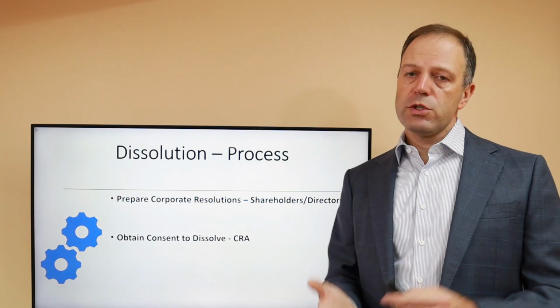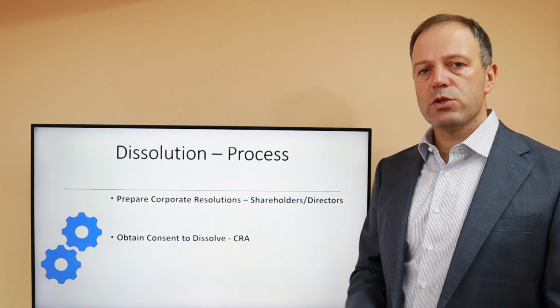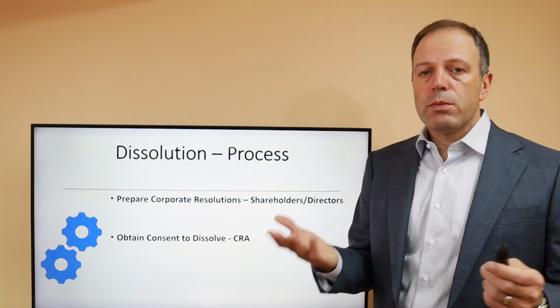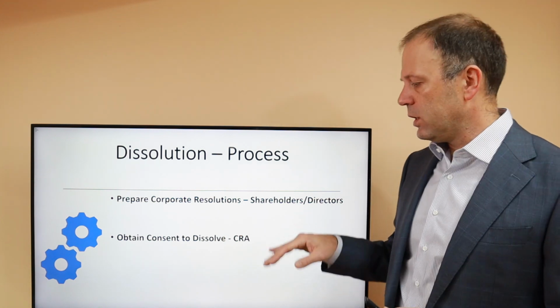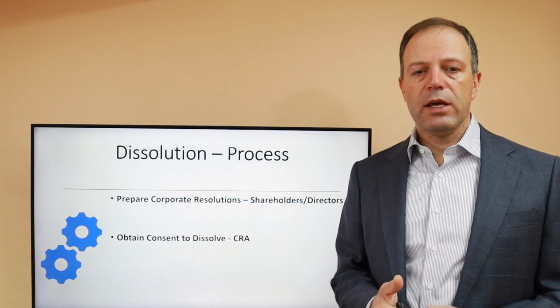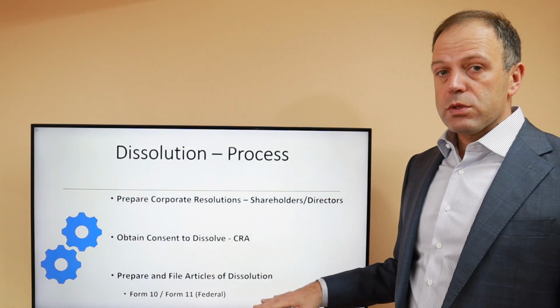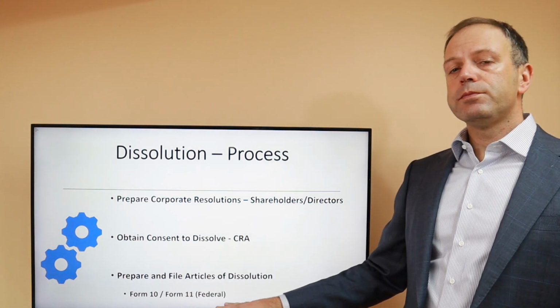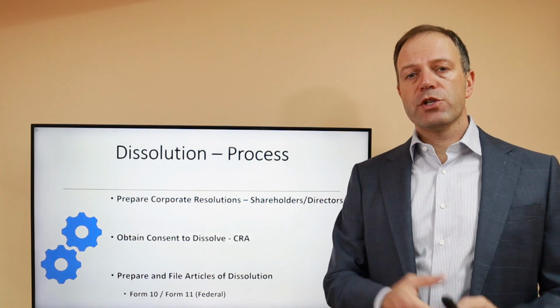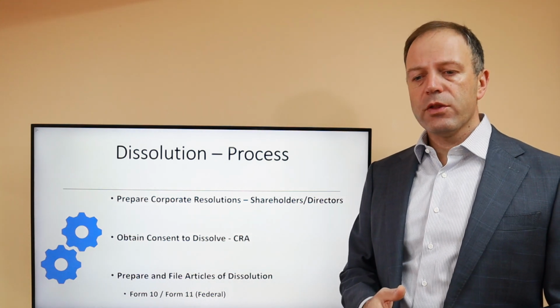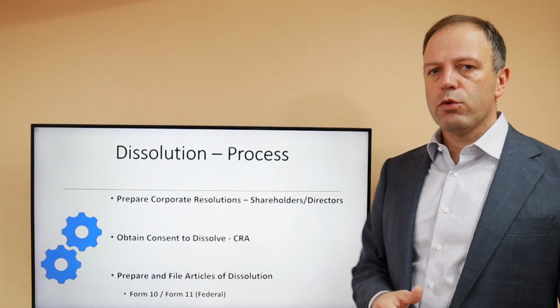It's a very informal process. You just send an email with the details of your corporation, and within approximately a month, you will get the letter if they agree. Prepare and file the Articles of Dissolution forms. Okay, so Form 10 or Form 11 in the federal jurisdictions, any other name in other jurisdictions, but these are the forms that should be filed.